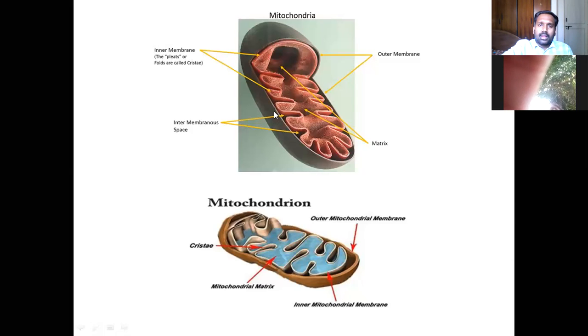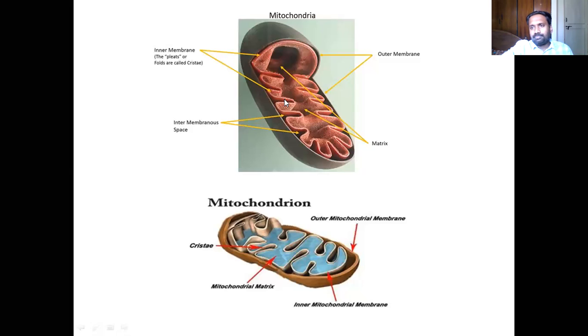Now, the inner membrane is not smooth. Rather, it is folded into finger-like projections. You can see this, right? This is the outer membrane, which is in the brown color, whereas the pink color one is the inner membrane. It has numerous foldings, infoldings, projections inwards. If this is the center or the cavity of mitochondria, there are numerous foldings. And these foldings are called cristae.